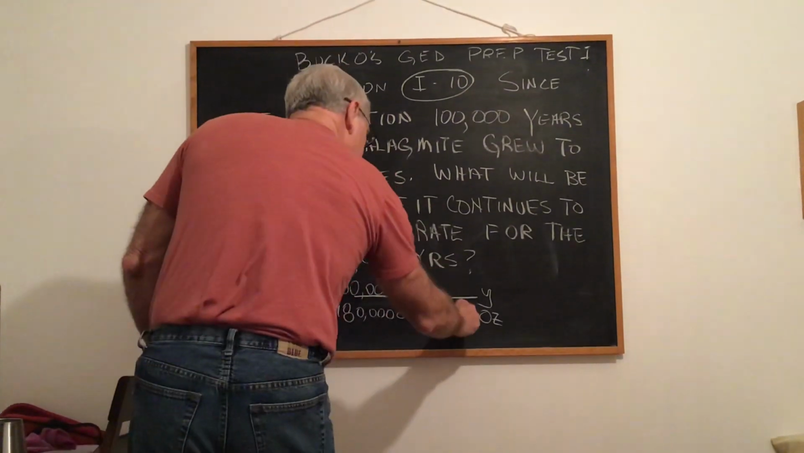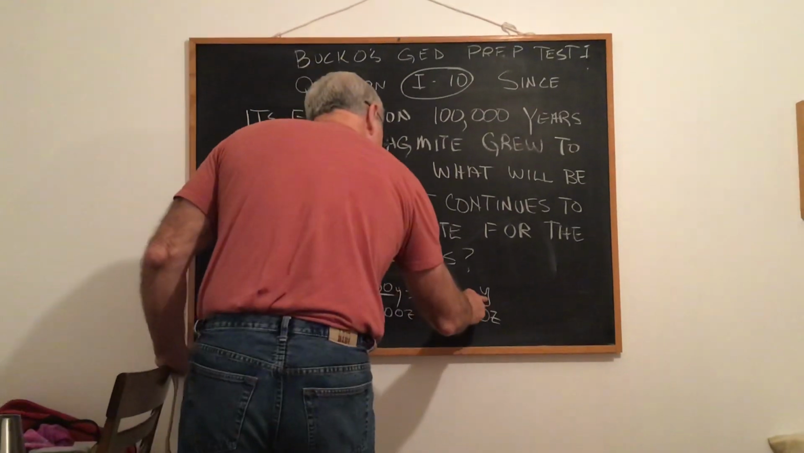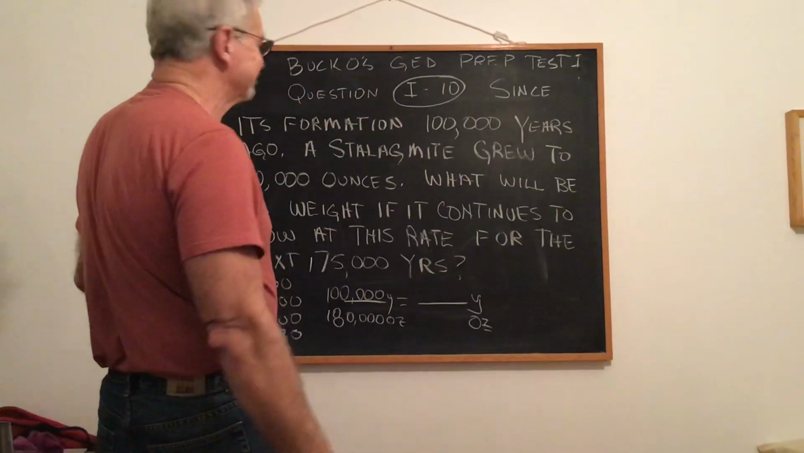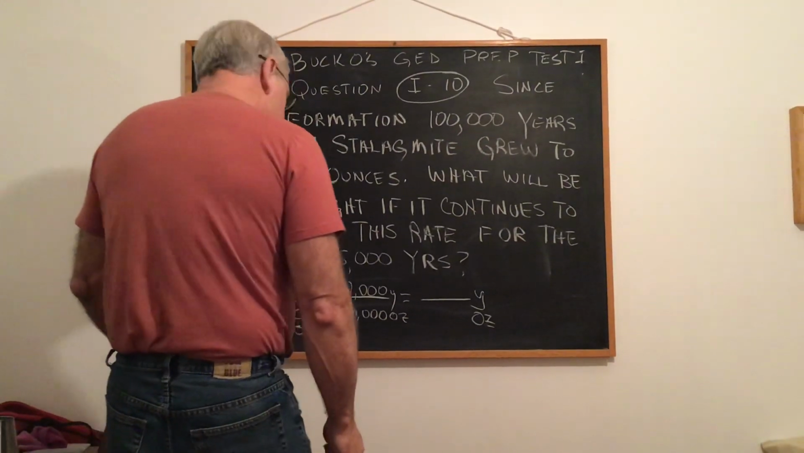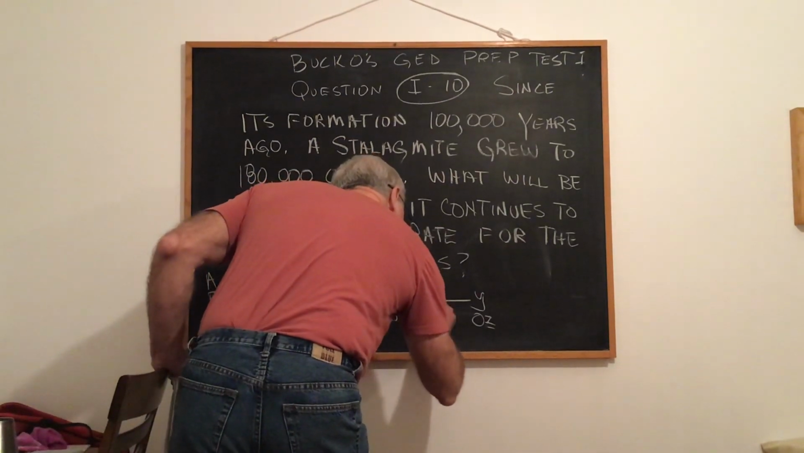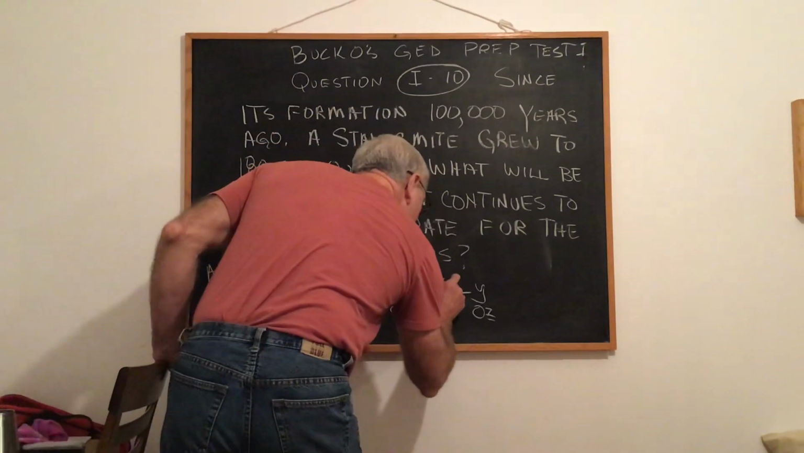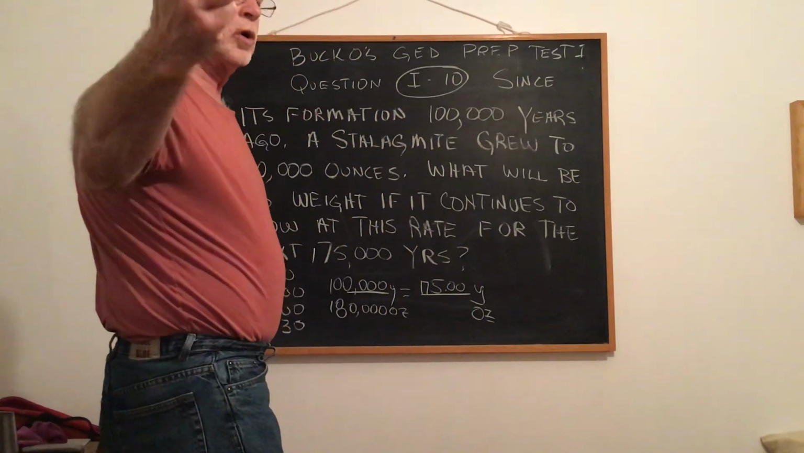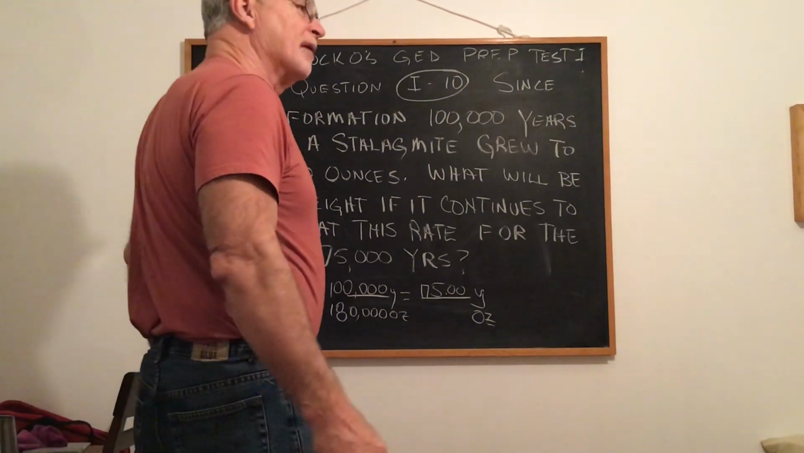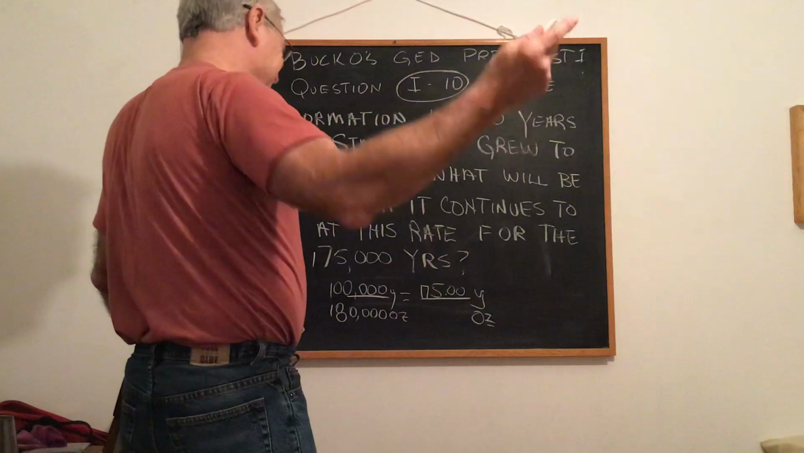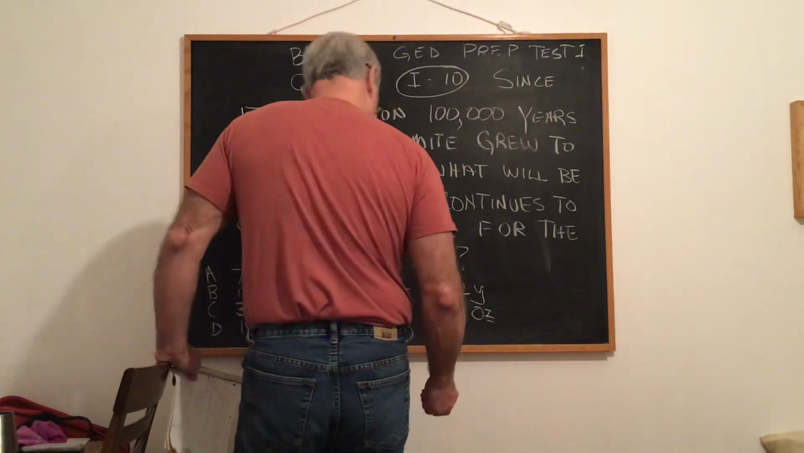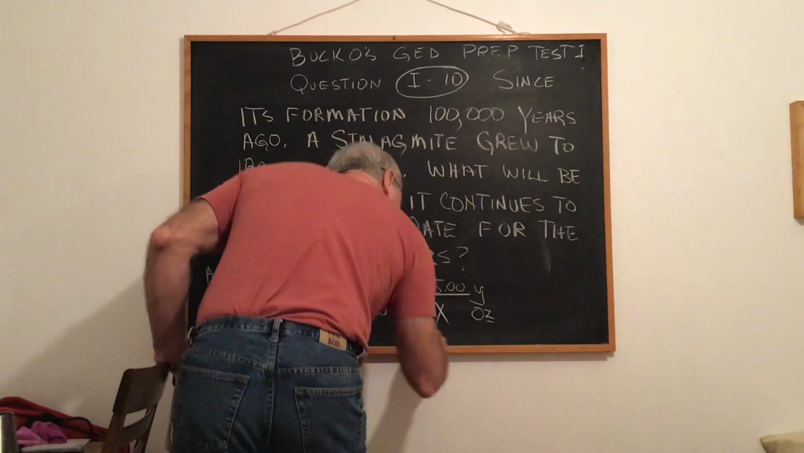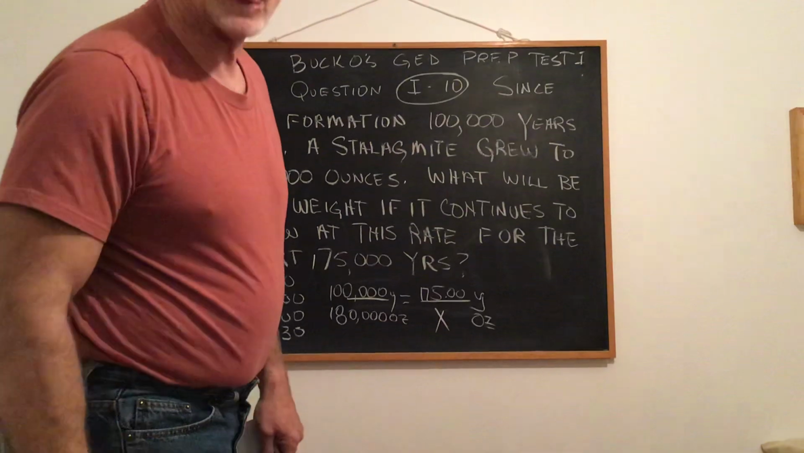175,000 is going to go where? Top or bottom? You know it. It's going to be the top. It's got to go by years, ounces. Got to get that straight, or it totally gets screwed up. So 175,000. And we don't know the ounces, so what do we do when we don't know a number? We put a variable in there. Let's just call it, for lack of creativity, X. It gets used a lot.